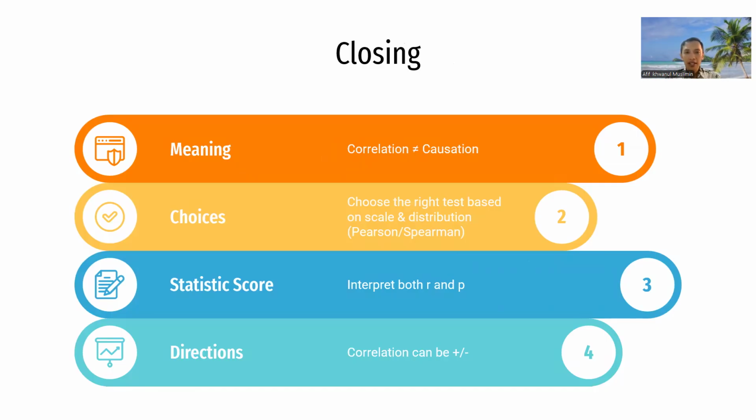For the last, we can understand that correlation is different from causation. And the choice is to choose the right test based on scale and distribution. If the data is ordinal, you have to use Spearman. But if the data have a very clear and valid range between one and another, use Pearson. You have to look at the scores of R and P when you would like to interpret the result of statistical calculations using Pearson correlation. And you learned that the direction of the correlation can be positive or negative.